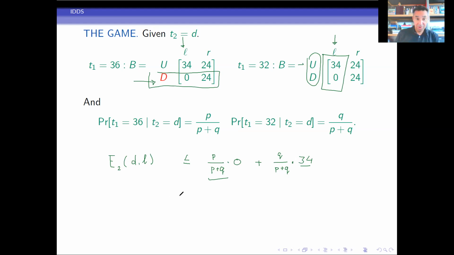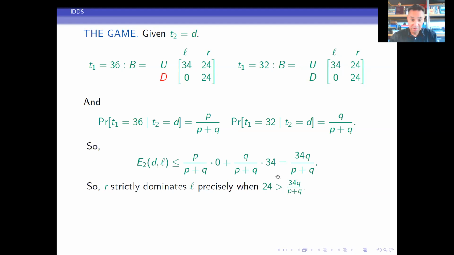So it's better to choose R over L if 24 is more than this maximum on the expected payoff if you choose L. That is what is stated over here as well. And if you compute that and use the fact that 4 times P plus 3 times Q is equal to 1, then you will see that this means that Q should be at most 3 divided by 14.